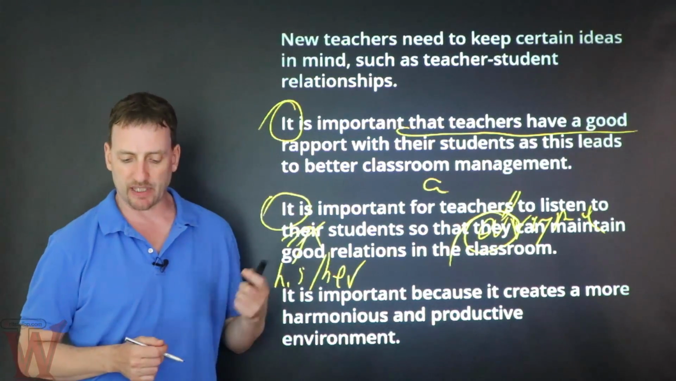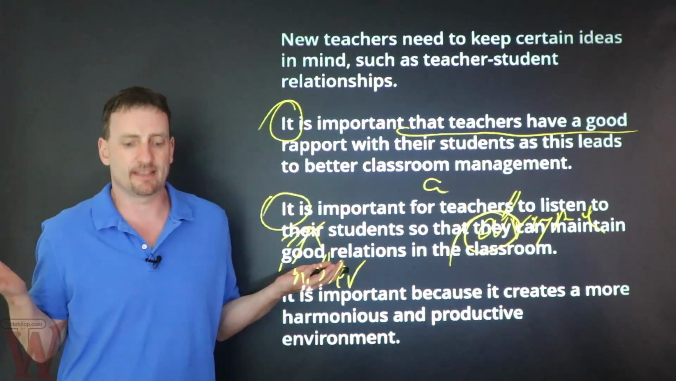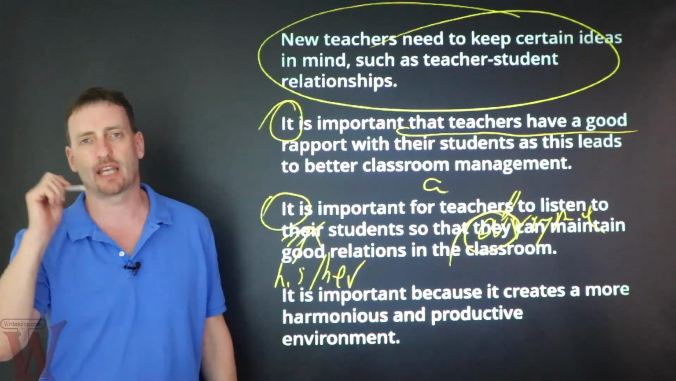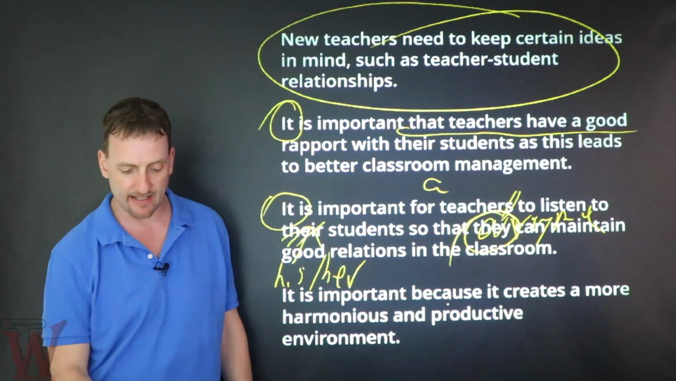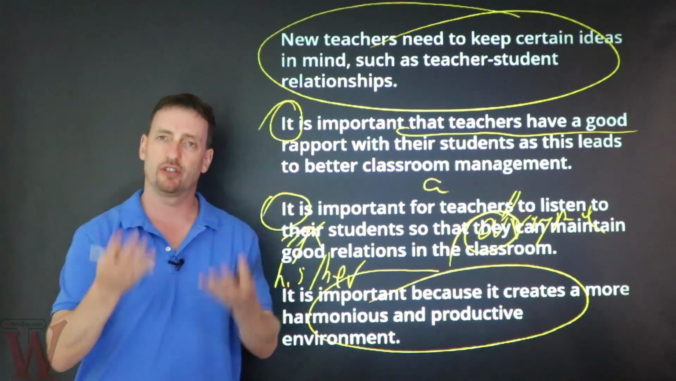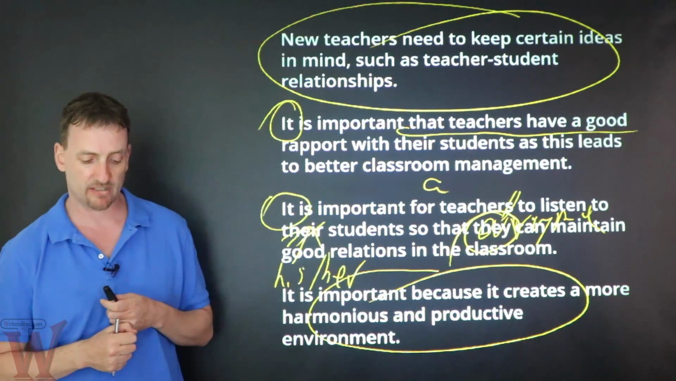Now, it is important because it creates a more harmonious and productive environment. What is "it"? There's nothing in this sentence that I can point to as "it." And therefore, this sentence does not work. The reader is confused. You're losing points in your coherence and cohesion score.